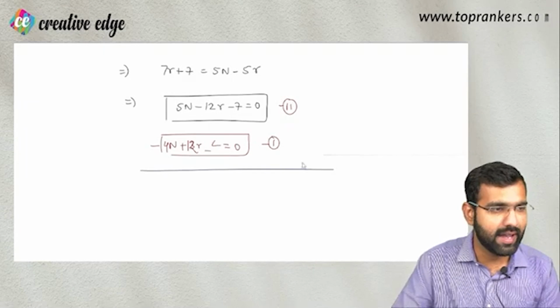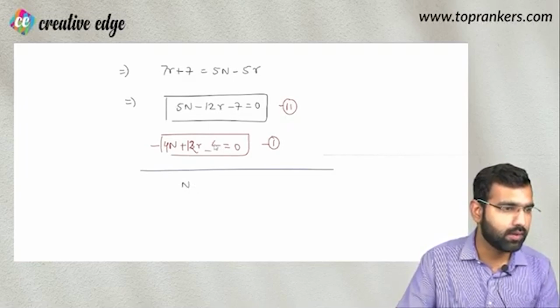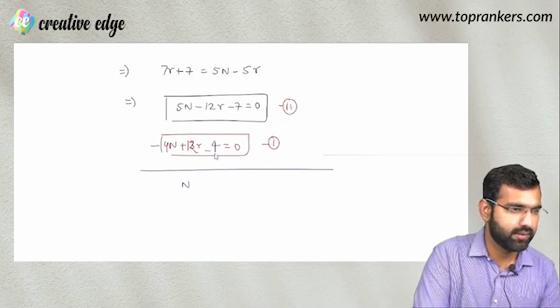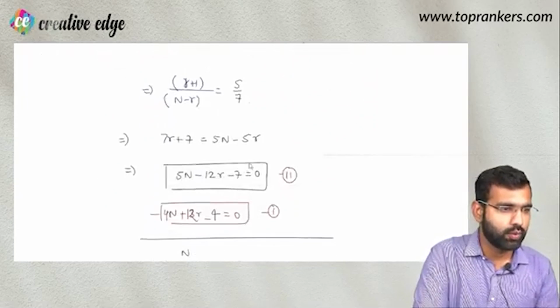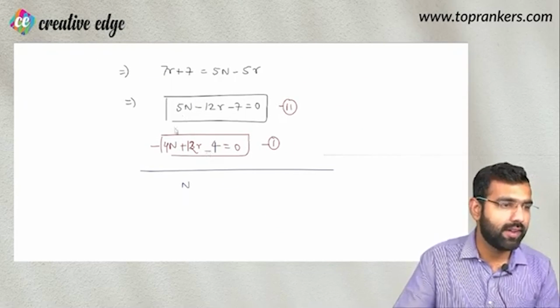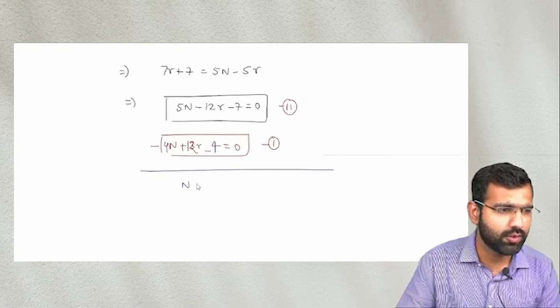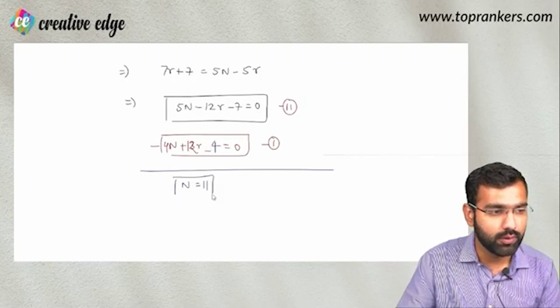And when you finally add this, 5n minus 4n is going to be n. This I believe was 4, right? Let me just recheck it. This was 1, but 1 को जब 4 से multiply किया तो 4 और negative sign के साथ होगा. And 5n minus 4n is n. 12 and 12r cancel. तो minus 7 minus 4 is minus 11. जो उधर जाएगा तो 11. So n का value 11 आता है.